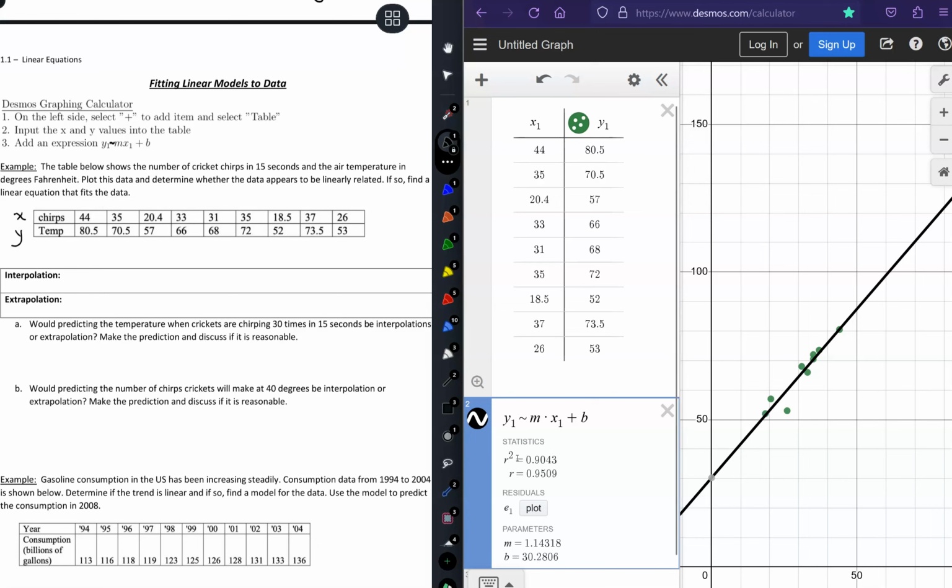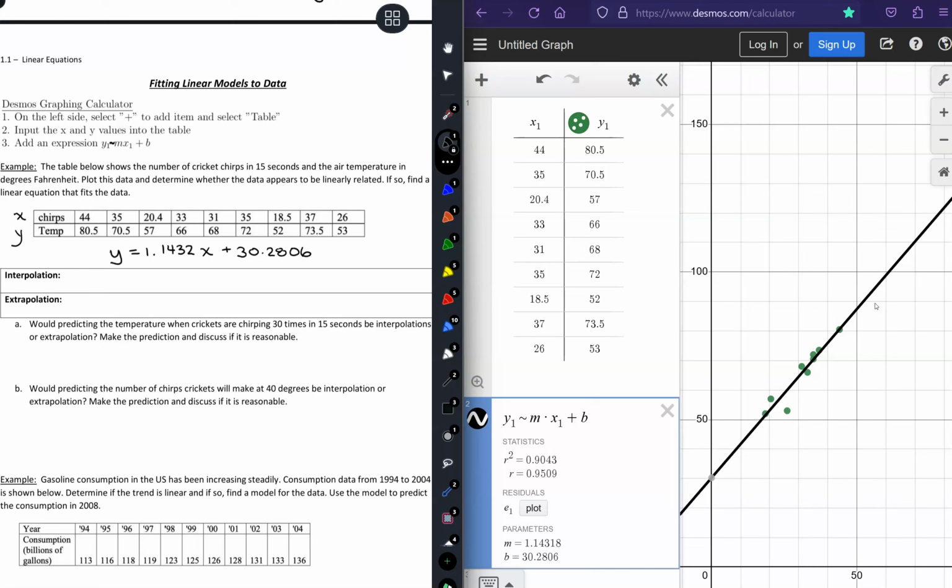With all of this information, we're going to go down to parameters, where it tells us about slope and intercept. What this is doing is giving us an equation for this line of best fit. So what I could do is write down this equation: y equals, our slope M is going to be 1.1432, times X plus B, which is 30.2806.